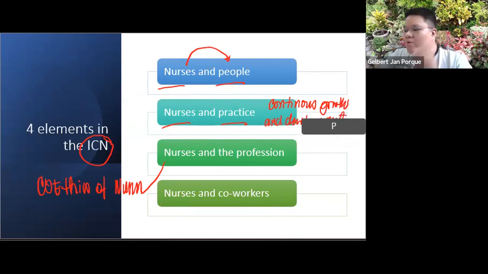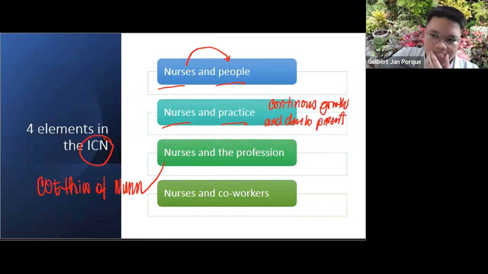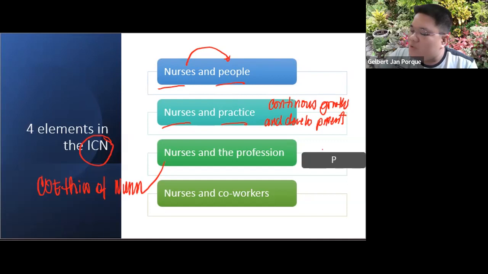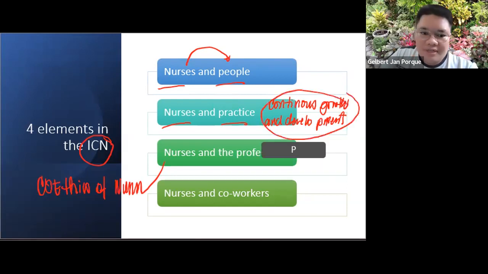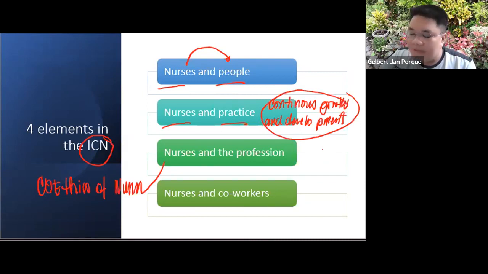Which means, class, that since I am a practicing nurse, it would be impossible on my part to just practice and practice and practice without learning new things. So I need to learn new things. And that could be done by professional growth and development.